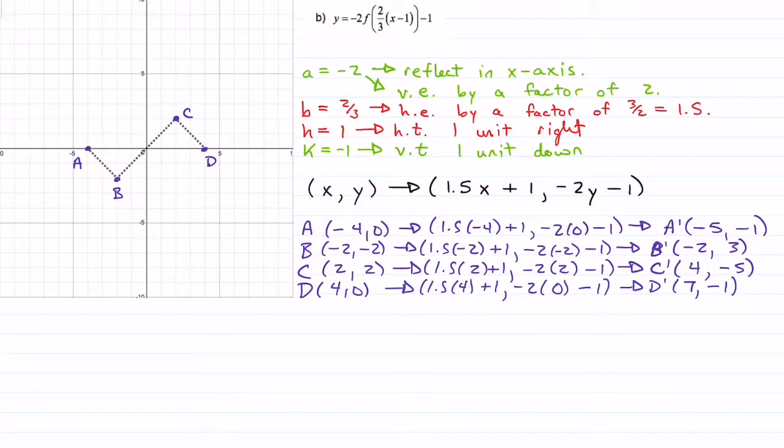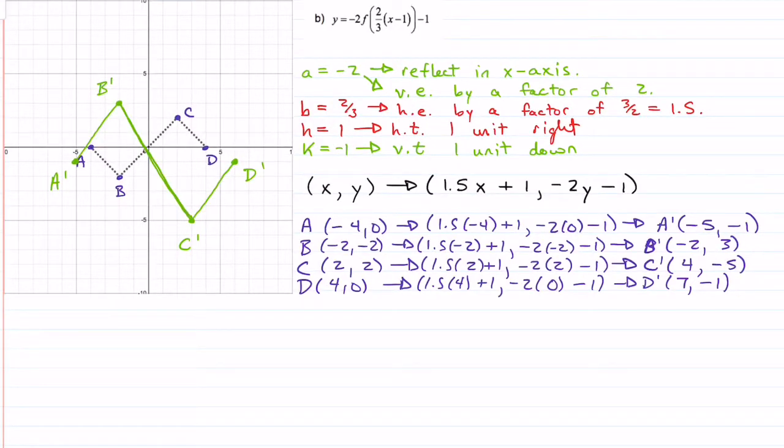Now I'm just going to plot these 4 points, A prime, B prime, C prime, and D prime, and just make sure when you connect them, if you're ever not sure which point to go to, it's like a dot to dot. So you just got to make sure you go A to B to C to D. Lastly, I would just look at it and make sure it makes sense. So this is supposed to be a reflection in the x-axis, so it looks like it's flipped over, and it's been expanded both vertically and horizontally, so it looks pretty good.